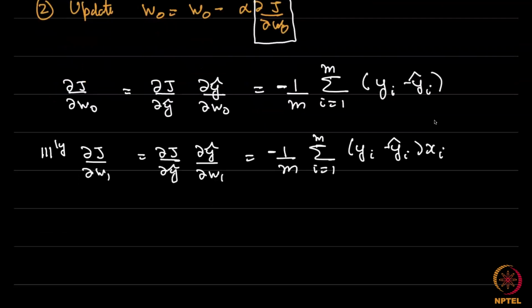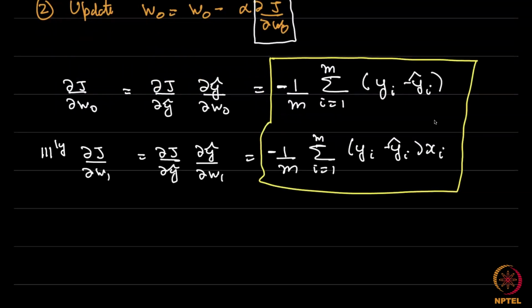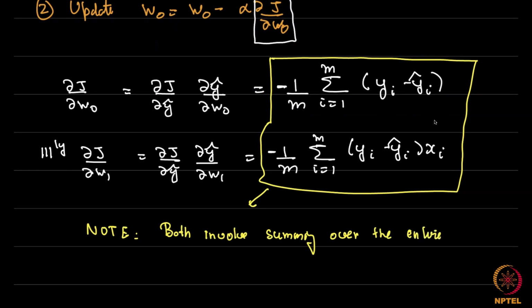Now notice this, notice these terms. There is a special feature in these terms. Both involve summing over the entire data set. So notice this entire data set, the sigma that we have is over the entire data set.